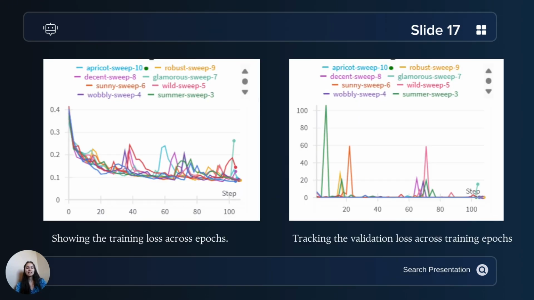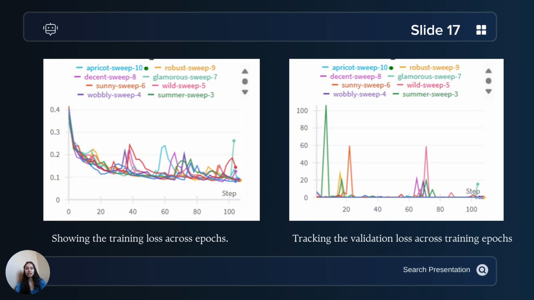These are the charts that we gained after the sweep configuration. The first one is train loss over the epochs. The chart shows how well the model is learning during the training, how it fits the training data. A consistently decreasing loss shows effective learning.